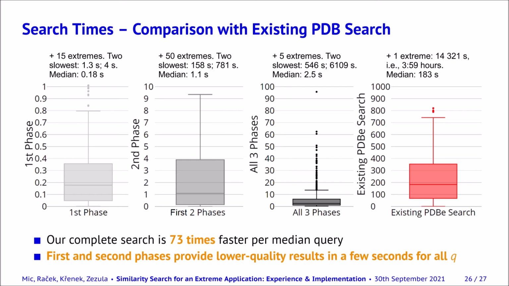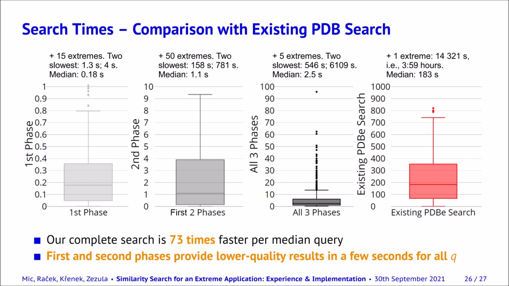The existing search engine evaluates queries in more than 3 minutes. That is, we are 73 times faster per median query object than the search engine employed in the PDBe databank. The most difficult query object is evaluated in 4 hours with the current search engine. So for these extreme query objects, our 3 phases of the search really pay off.